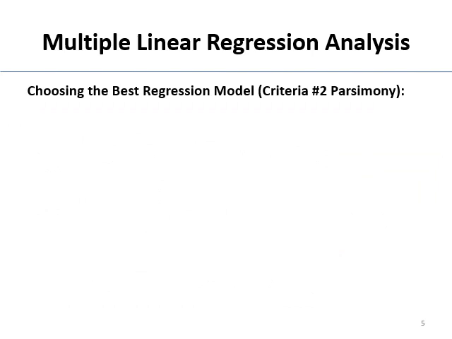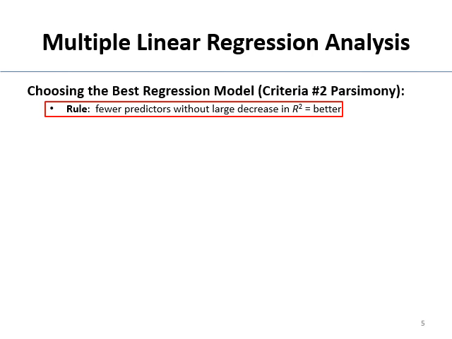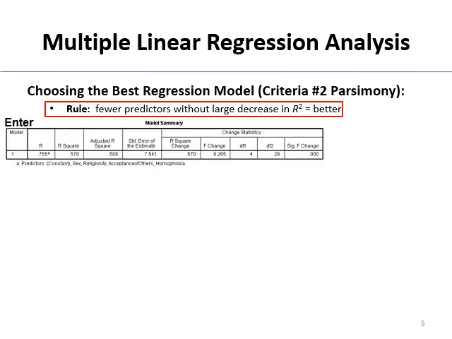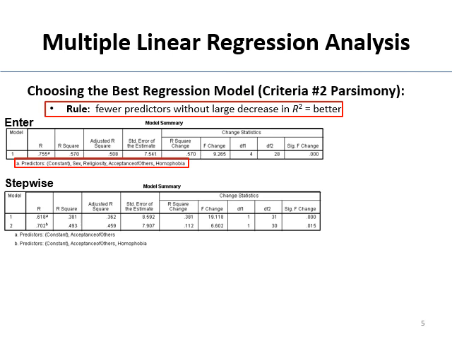All right, how about parsimony? Simple. That is, fewer predictors is good. So fewer predictors, as long as you don't lose a huge chunk of your R squared, is good. So looking at it one at a time, the enter model had all four predictors in there, right? So it's the worst for parsimony.